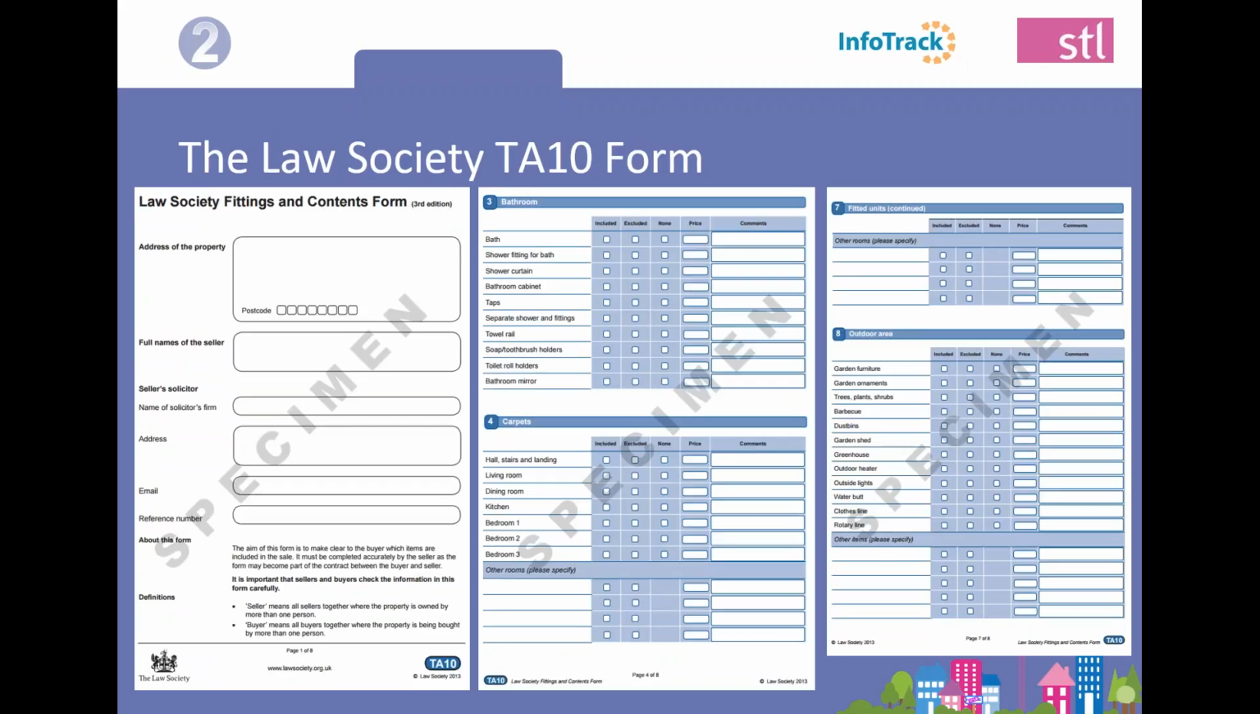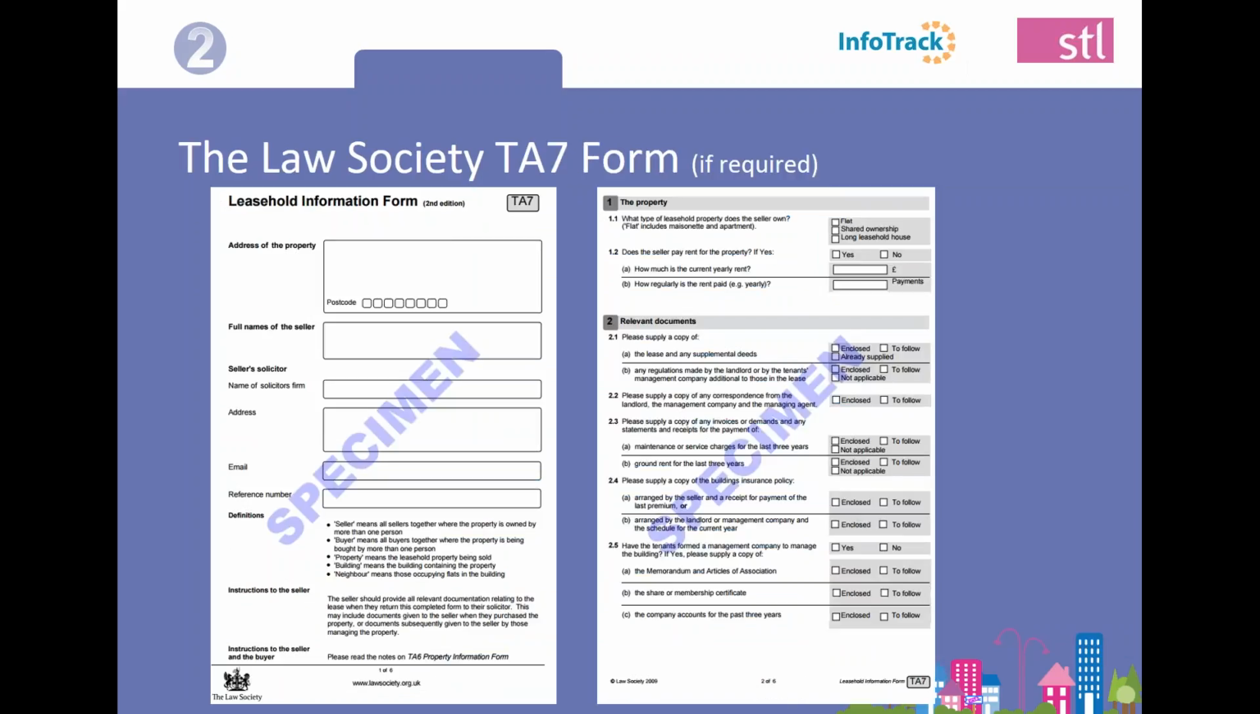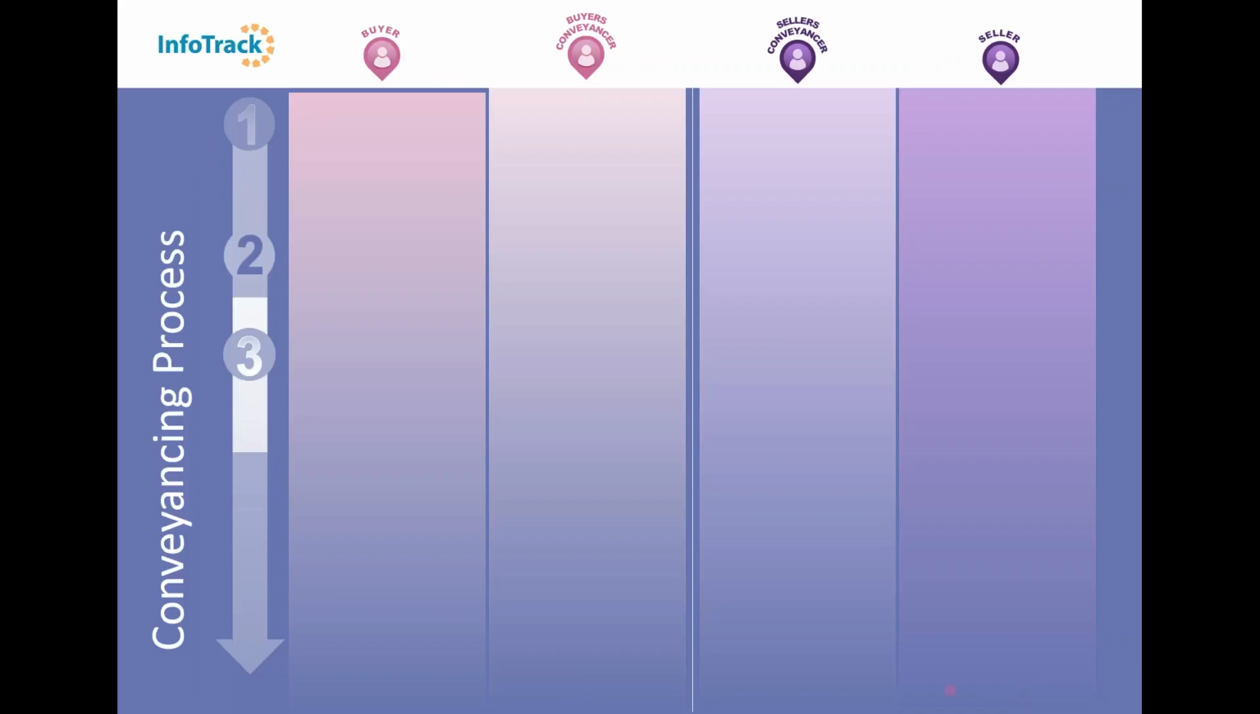They'll also complete the TA10 form, which is the fixtures and fittings, and that's very much about what's included in the sale of the property and what is excluded, and if there's any price attached to them. There's also a TA7 form for a leasehold property, and that's information about the lease to fill in. So lots of information at this stage for the seller to complete.